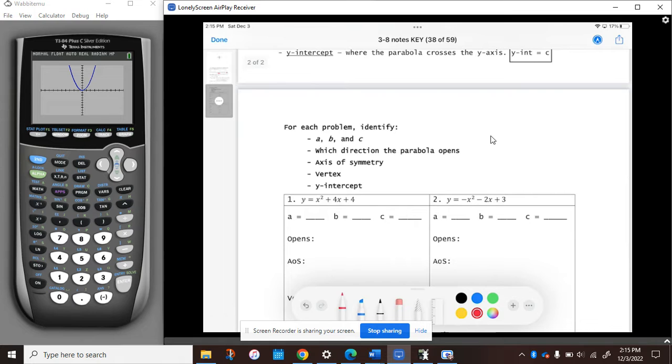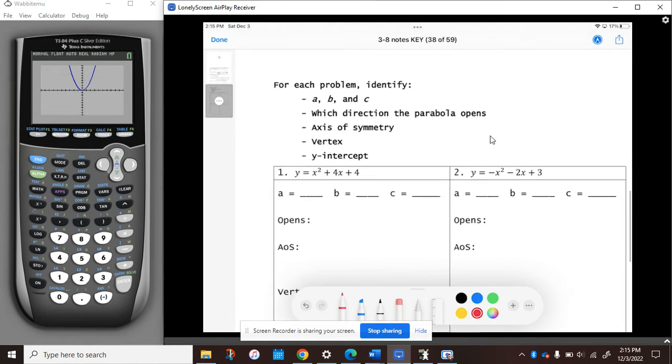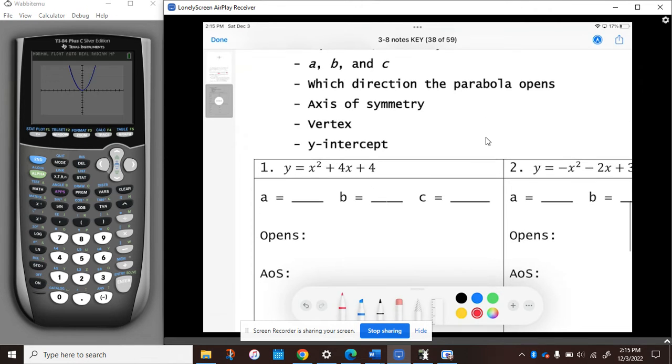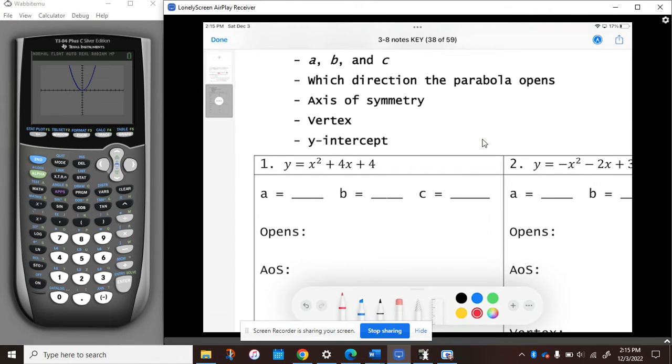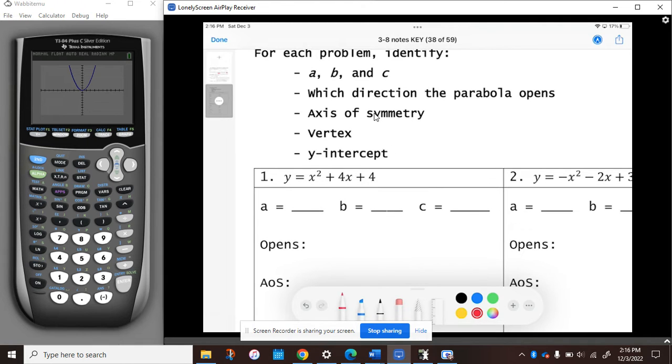So for all of these problems that we're doing today, and all of your homework problems, they're going to work the same. You need to identify what a, b, and c are in the function. Which direction does the parabola open? Where is the axis of symmetry? Where is the vertex? Where is the y-intercept? Some of this is going to go pretty quick and easy, and the part that doesn't is still not going to be that bad because you're just plugging into formulas. So a, b, and c is usually pretty simple and easy to find.